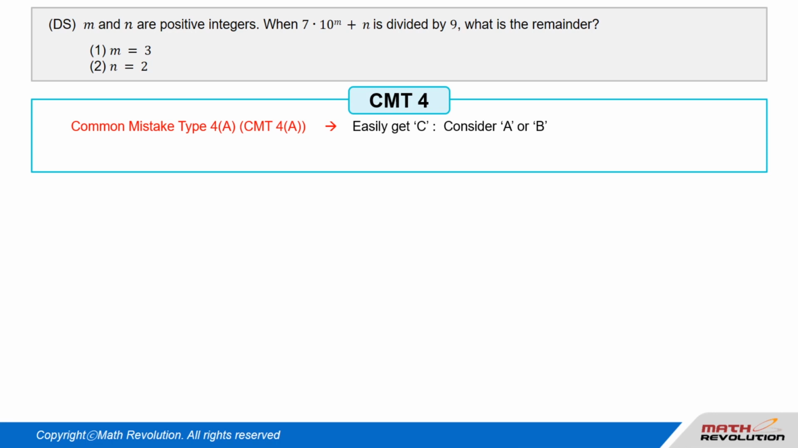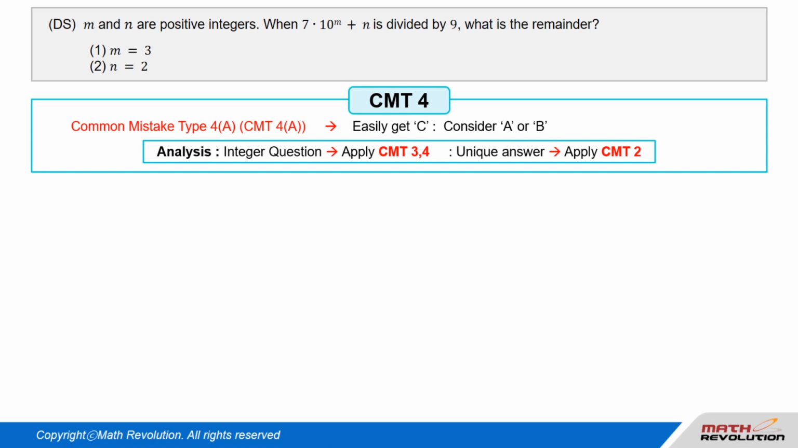Solution. Now we will solve this DS question using the variable approach. Common mistake type 4A. If you get C as an answer too easily, then consider A or B as an answer. Let's look at the information from the question prompt or the original condition. This is an integer question, and therefore one of the key questions. We need to watch out for CMT3 and 4 in key questions. Also, the answer to this question will be unique, and therefore we apply CMT2 to this question.